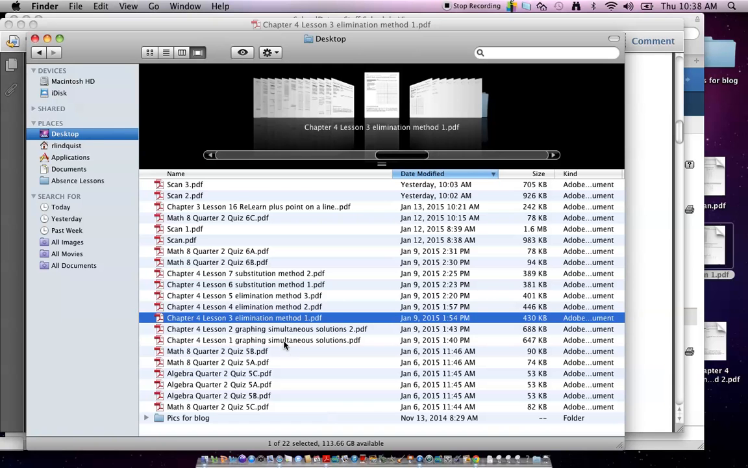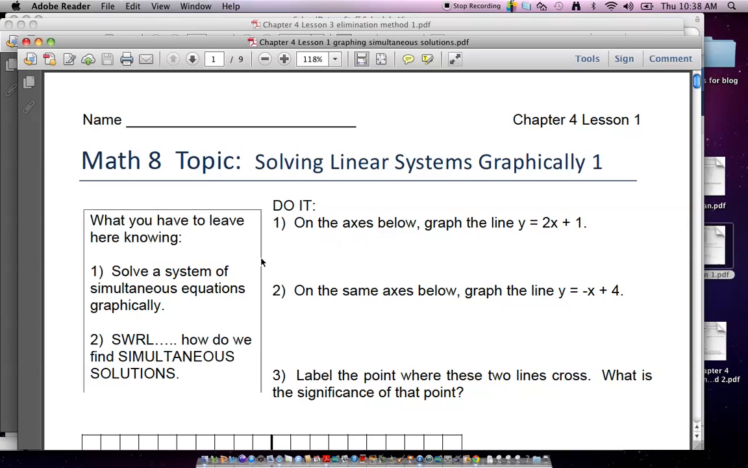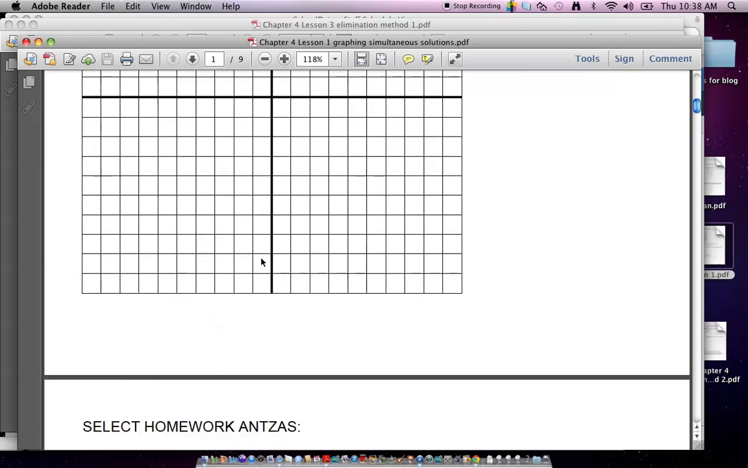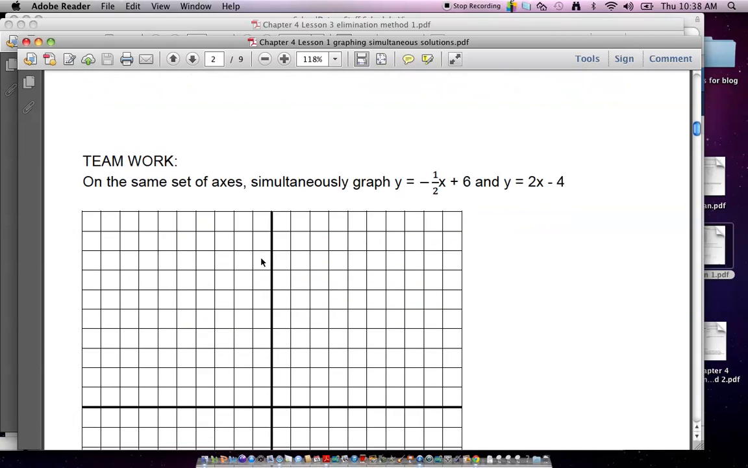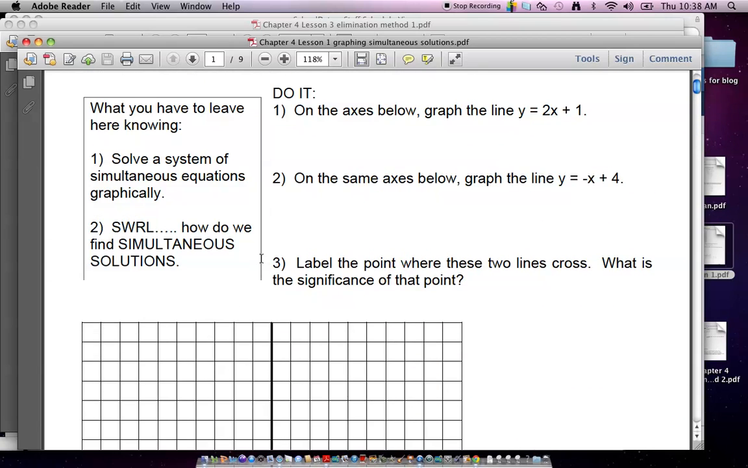Lesson 3, lesson 1. Aha. All right, so we got that working. Oh, now my swirl's a little different now.